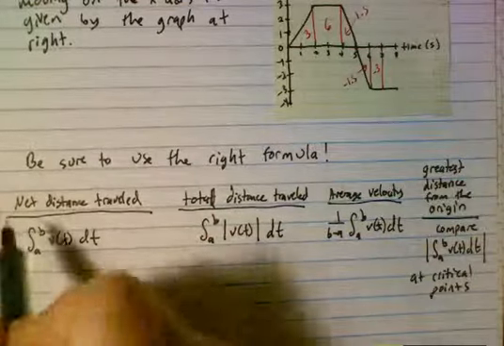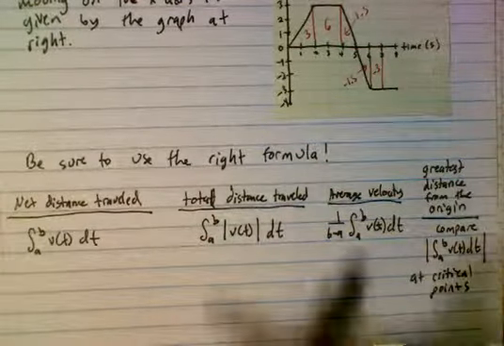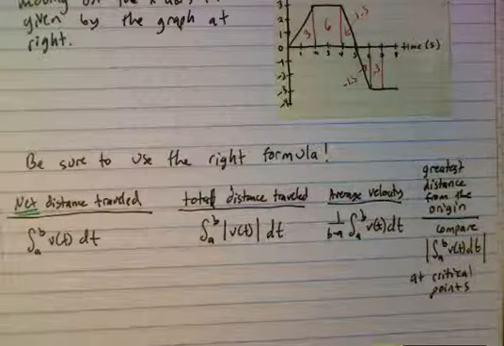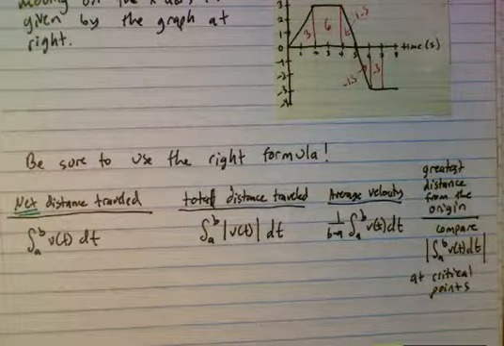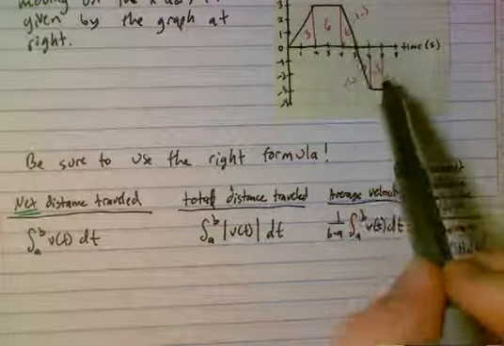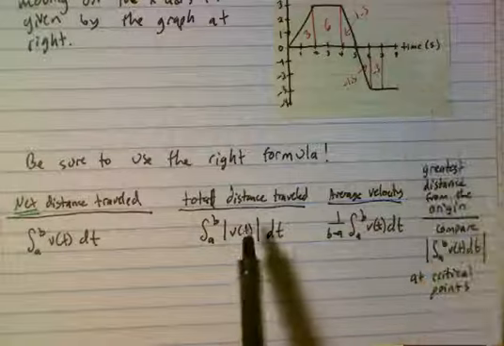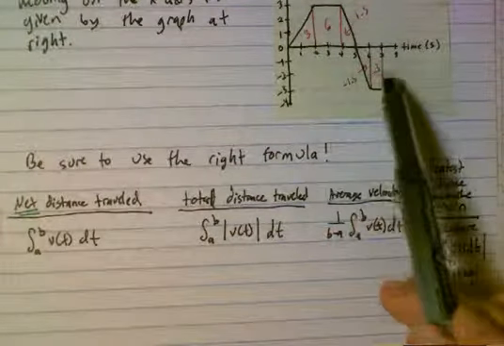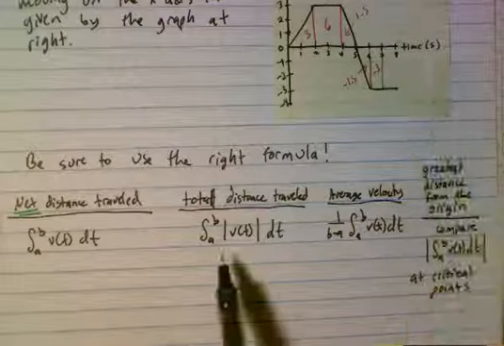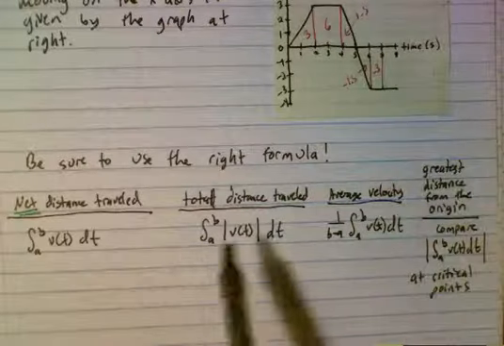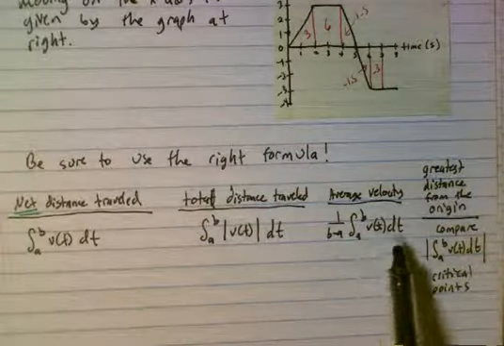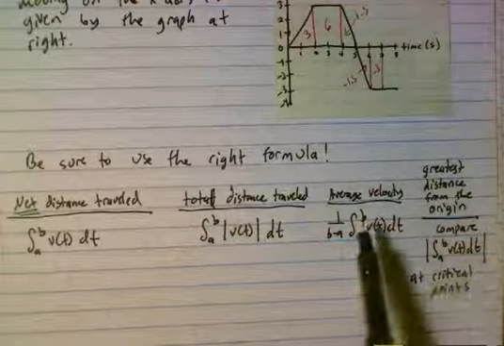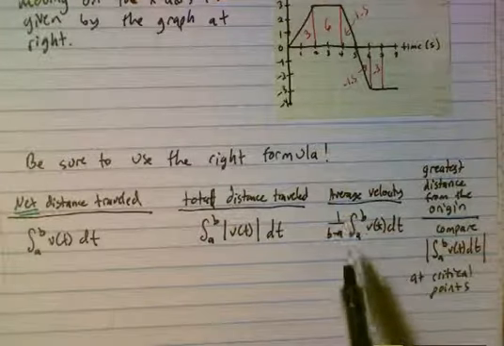So net distance traveled is just our plain old integral. This means that positive area is going to be positive, negative area is going to be negative. Total distance traveled means we take all of the different areas that we're working with, we make them all positive, and then add them up to get that integral. Average value is just the plain old integral, no absolute values. We've got the 1 over b minus a.